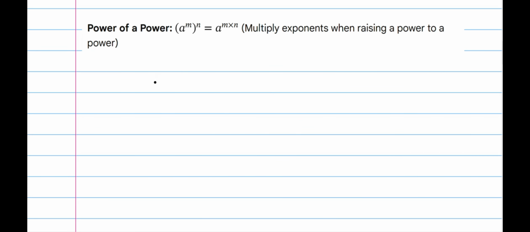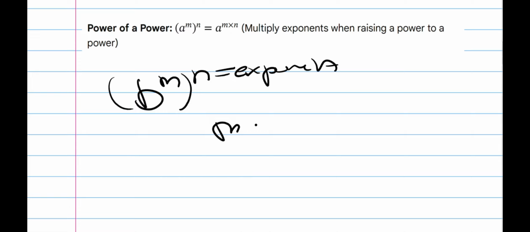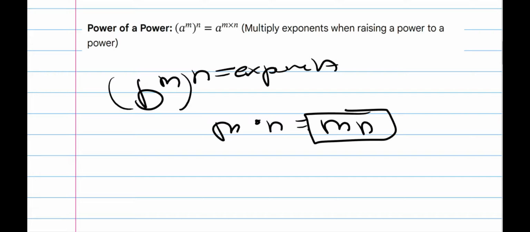So the power of a power rule, if you remember the product rule earlier, that is more on addition. And the power of a power rule is more on multiplication. Let me show it to you. Since you're given an exponent outside, you just multiply m and n, and you would get mn, the product.